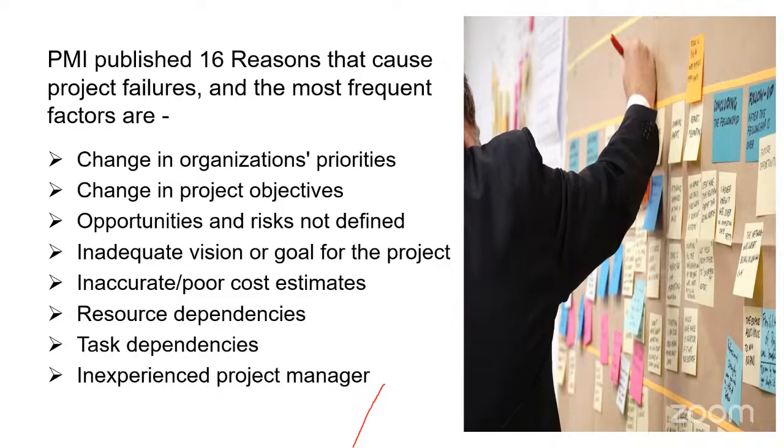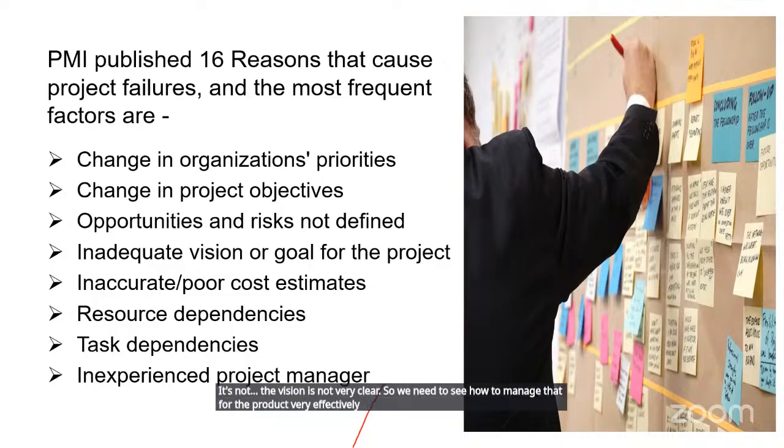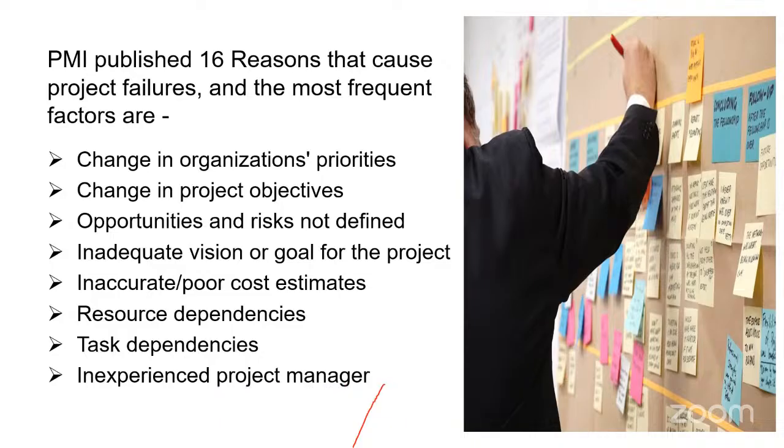The next cause of failure is inadequate vision or goal for the project. So we do have the project goal, but then the focus is inadequate vision. The vision is not very clear. So we need to see how to manage that for the project very effectively. It's a very important requirement. And from the project, what product we get, that is also important.